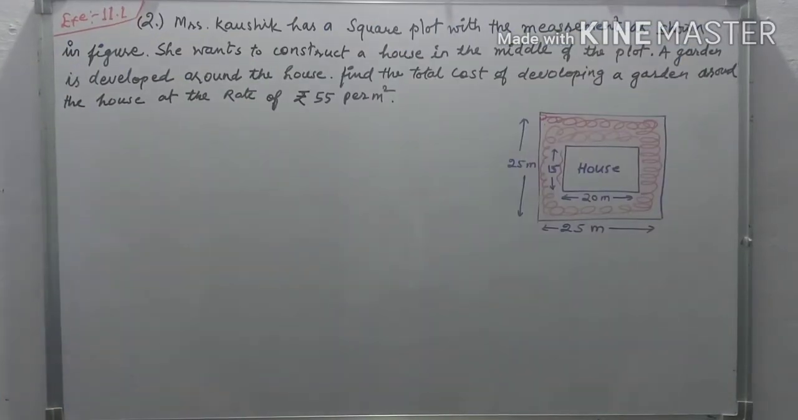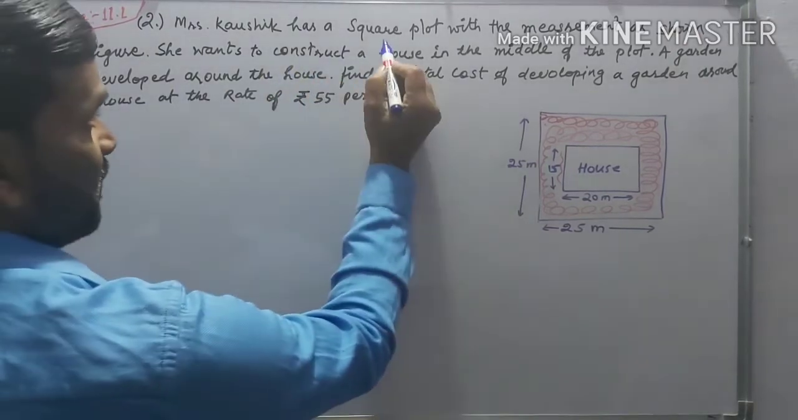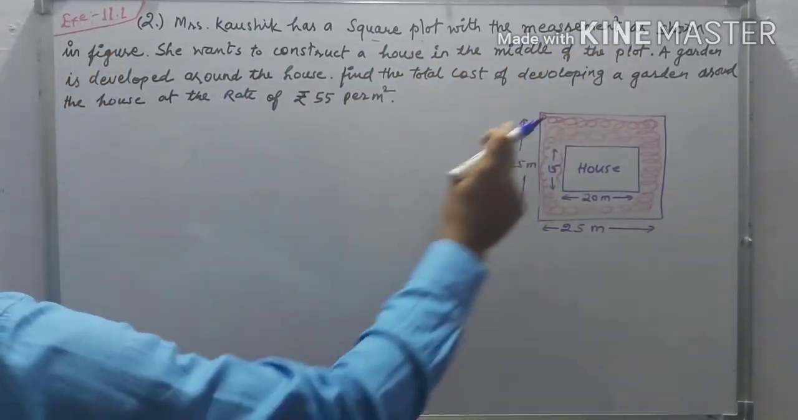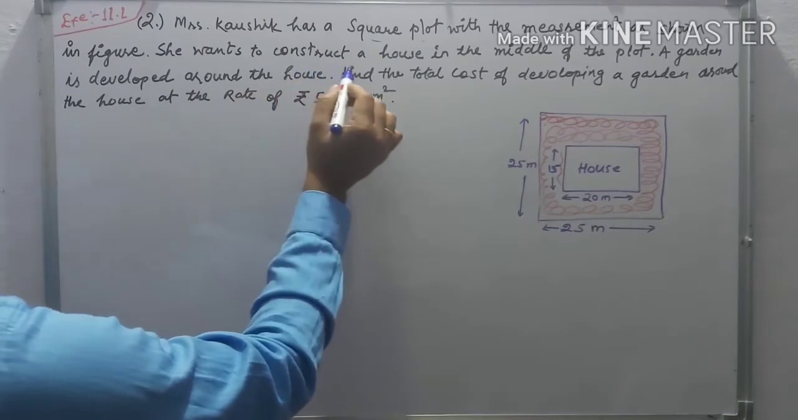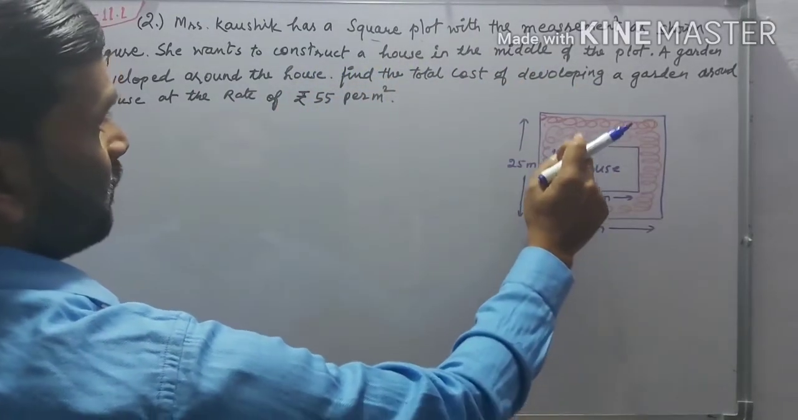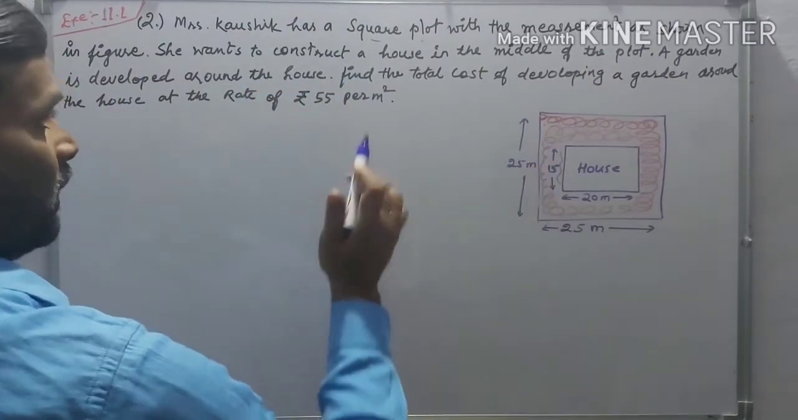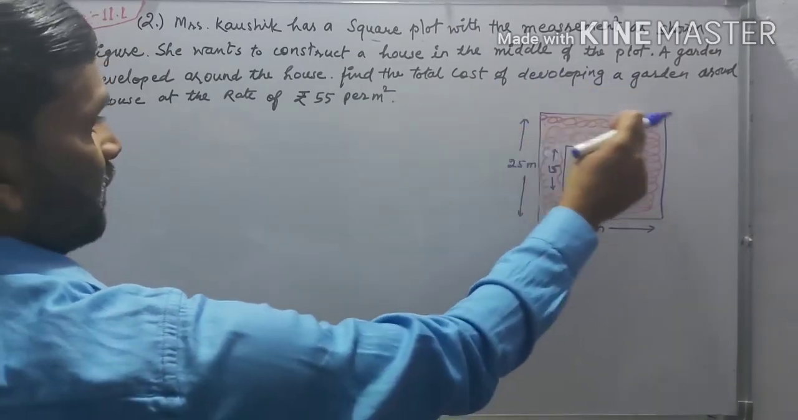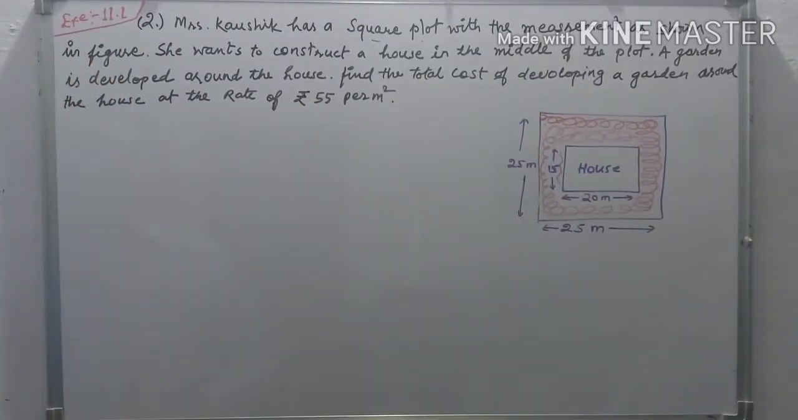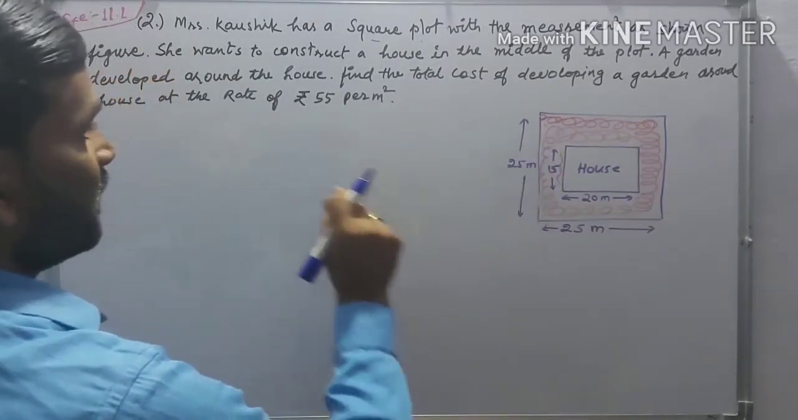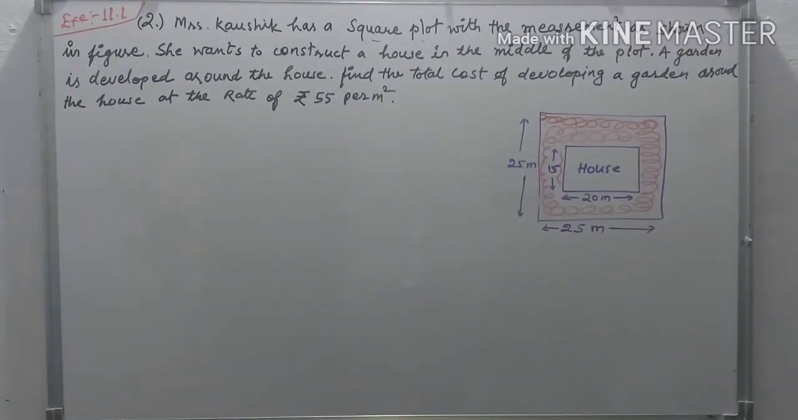Question number two. Mrs. Kaushik has a square plot with the measures shown in the given diagram. In the figure she wants to construct a house in the middle of the plot, and a garden will be developed around the house. Find the total cost of developing the garden at the rate of 55 rupees per meter square. So you have to find the area of the reddish part and multiply by 55.